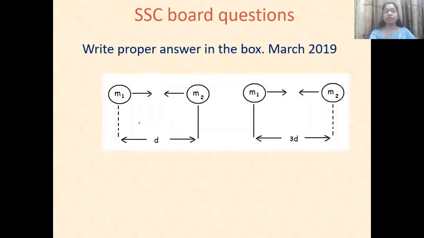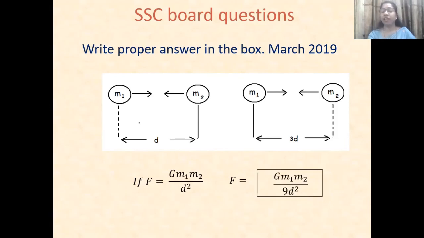Here we have two figures where the first figure has mass 1 and mass 2 separated by a distance of d. And in the second figure, the masses are separated by a distance of 3d. So if the force is given as G into m1 into m2 upon d square, then what would be the force acting in the second figure? Think, what could be the answer? Yes, it will be once again the same, but here it will be G m1 into m2 upon 3d the whole square. So the answer you get is 9d square.